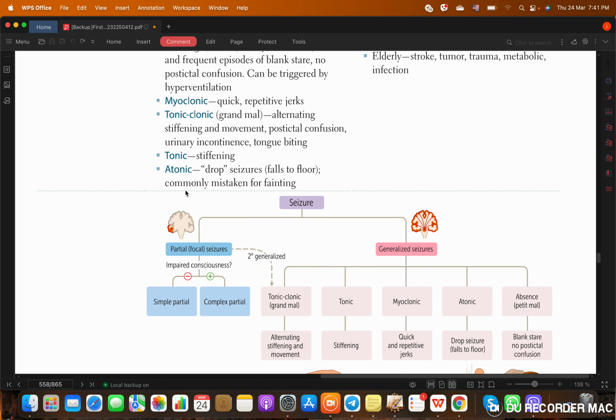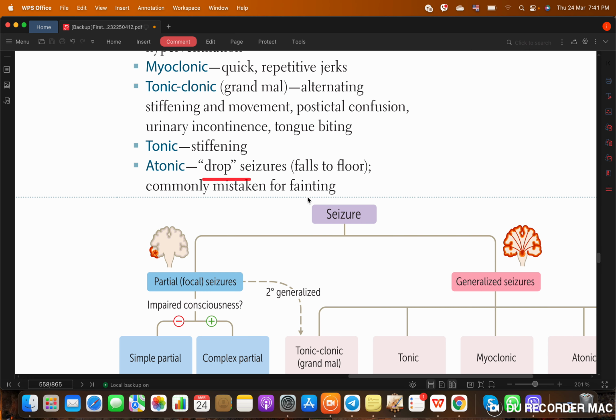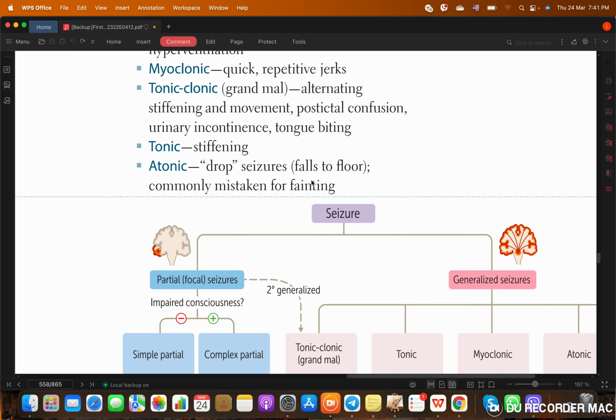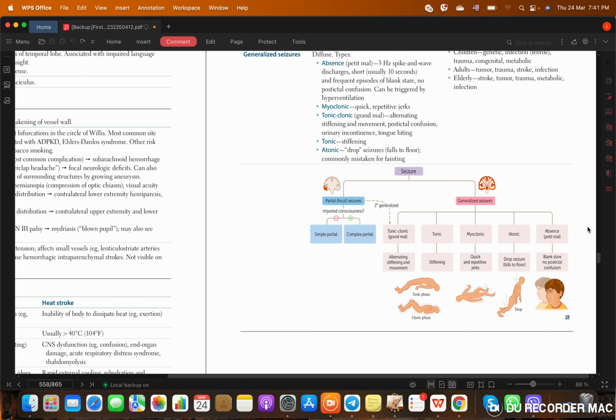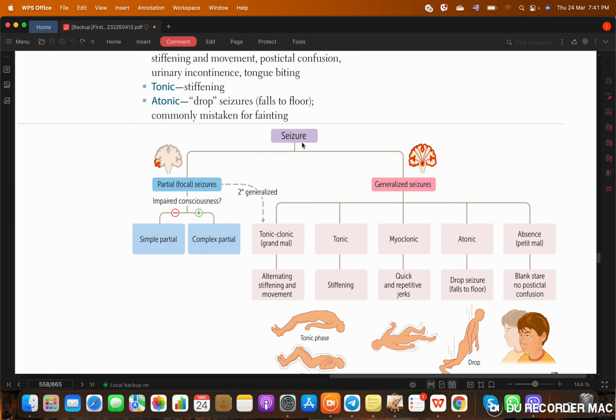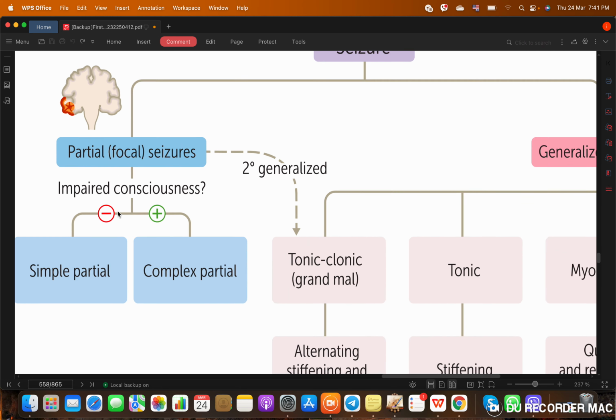Tonic is the stiffening, and a tonic drop is a drop seizure. The patient is normal, suddenly he faints and boom, falls to the floor. Commonly mistaken for fainting. Okay, so let's take a look here. The seizures, the focal seizure.